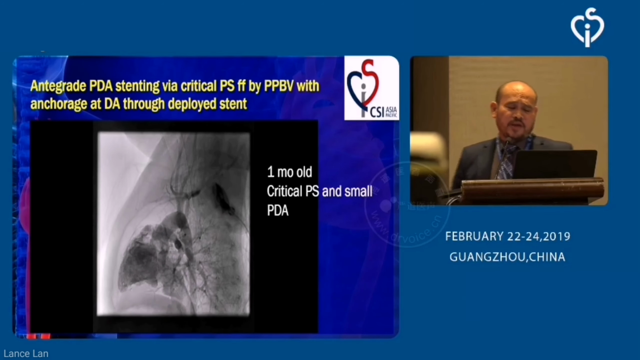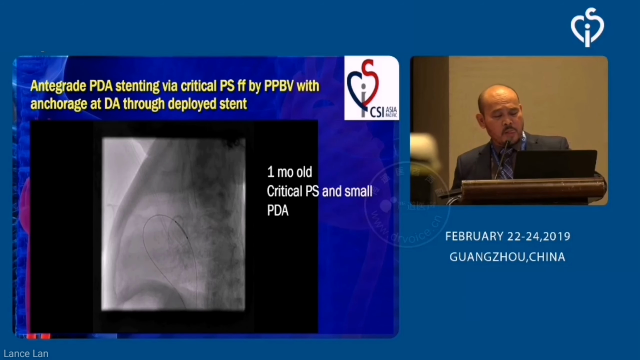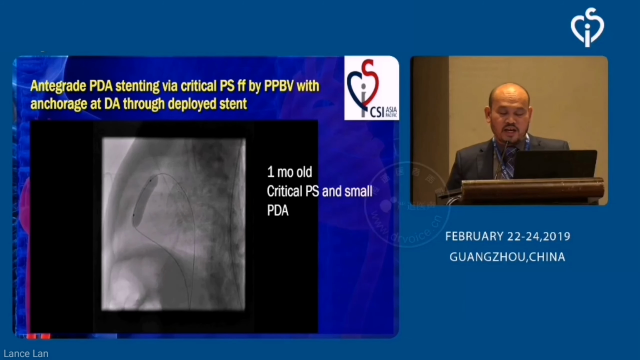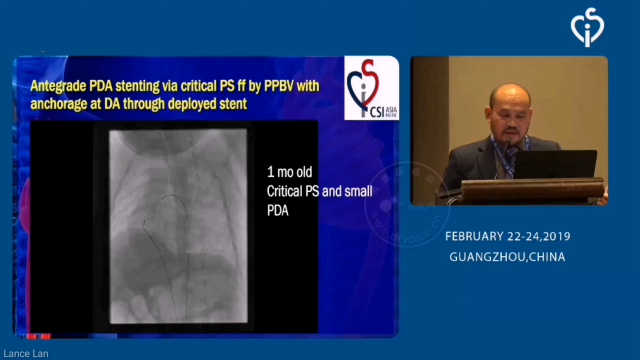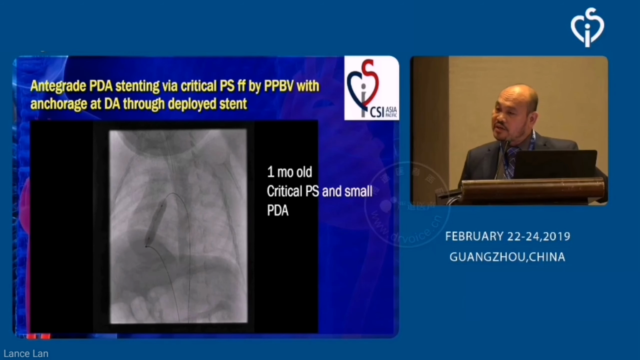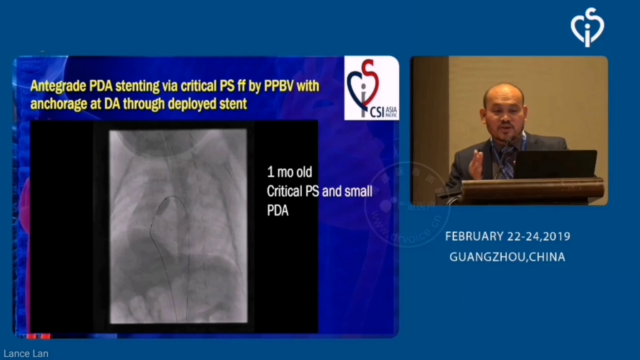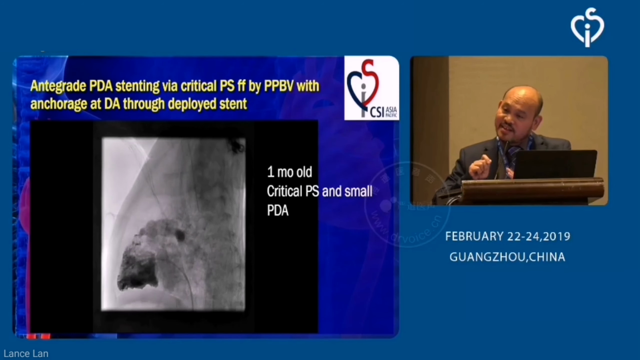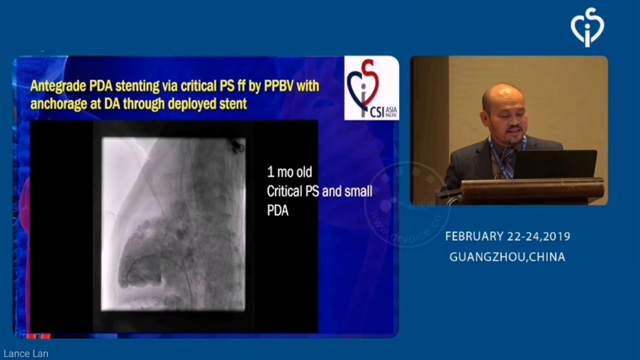Now, this is an antegrade PDA stenting, this is critical PS, and we were able to shoot the wire through that critically closed valve. Then we prioritized the PDA through the antegrade approach. We stent the PDA, then we don't remove the wire. We did not remove the wire, then do a percutaneous pulmonary balloon valvuloplasty on the antegrade. But it is quite tricky because if you notice, the marker and the tip of the balloon is almost opposing or touching the stent. So there's a risk that you might embolize the stent.